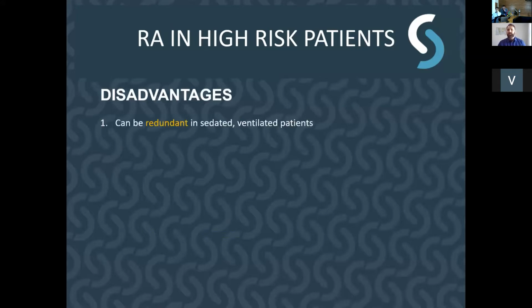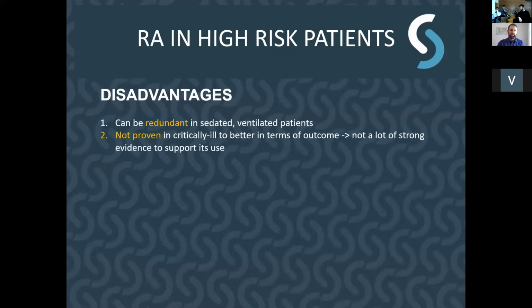These can be that it could be redundant because you have a polytrauma patient who is already intubated, ventilated, sedated. If you do these regional anesthesia procedures, it might not be necessary. He's already on high doses of opioids. Also, it is not clinically proven to give a better outcome, but there is strong evidence that supports it. We're still waiting for meta-analyses and bigger analyses, but the outcomes do not necessarily improve, but complications do.